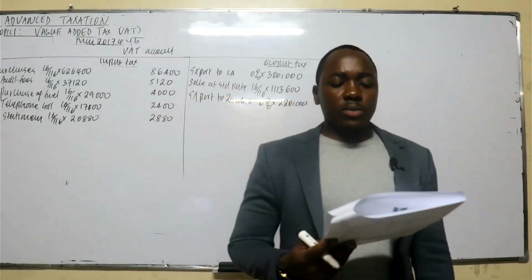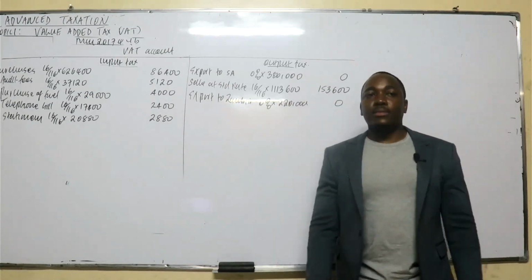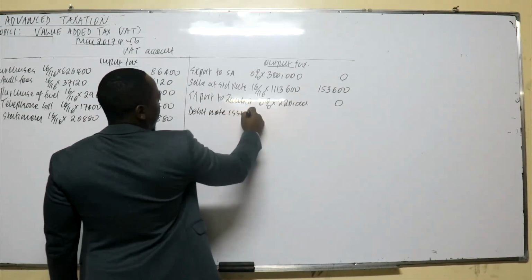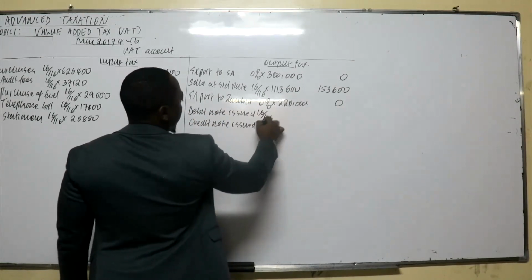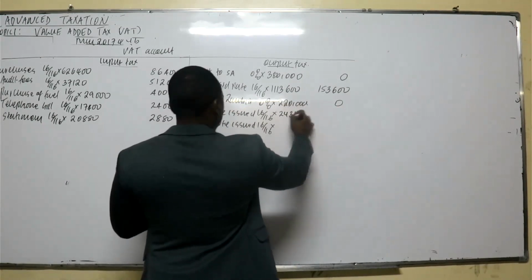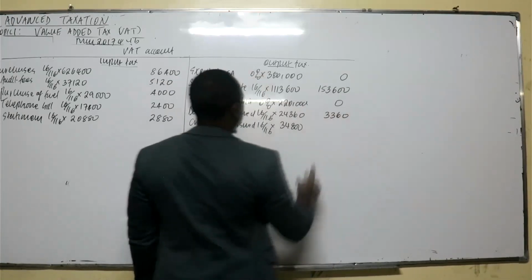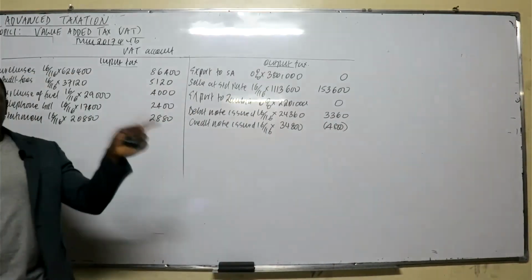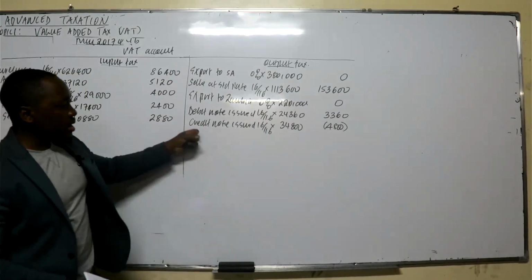The company issued debit note and credit note. It will affect which side, input or output? Issued, it's an output. So here we have debit note issued, credit note issued, 16 over 116 of 24,360, and this one you get 3,360 and 48. But for the credit note, you deduct, because the credit note was as a result of a sale where the customer returned. That's what we call a return inward.